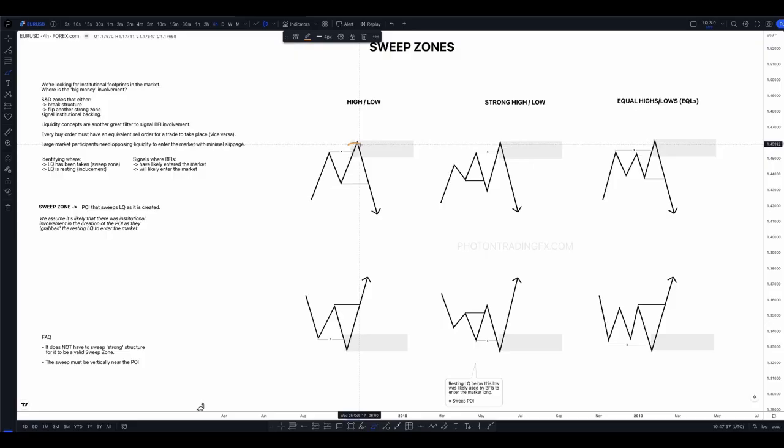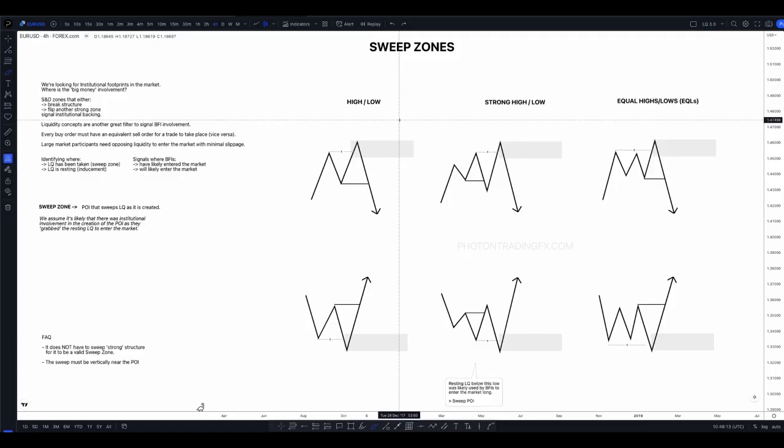And then that move leads to an overwhelming imbalance that causes a break of structure, okay? So it's just another filter that potentially signals there was institutional involvement in the creation of this supply zone, because it led to a break of structure and it grabbed the liquidity, or used the liquidity, in order to enter the market, okay?